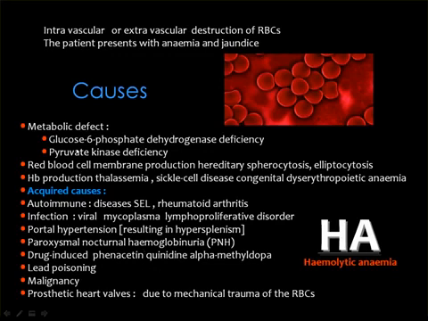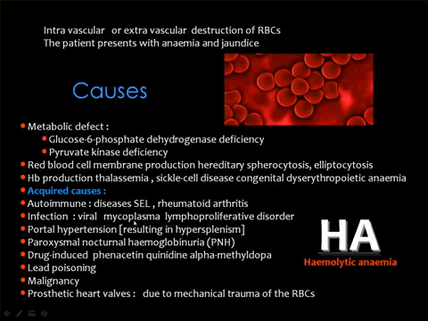Metabolic defects like G6PD, glucose 6-phosphate dehydrogenase deficiency, pyruvate kinase deficiency, red blood cell membrane hereditary abnormalities in the red blood cell membrane production, like in hereditary spherocytosis, abnormalities in hemoglobin production, like in thalassemia, sickle cell anemia, and congenital dyserythropoietic anemia.